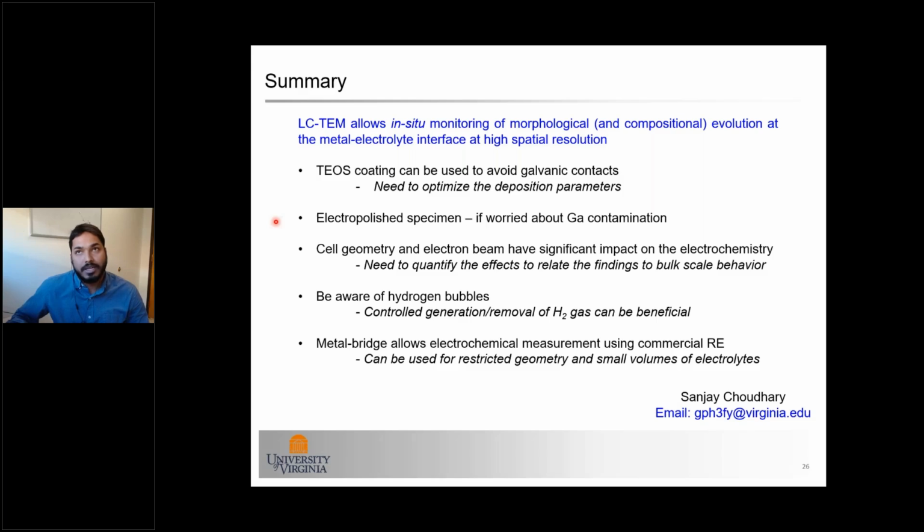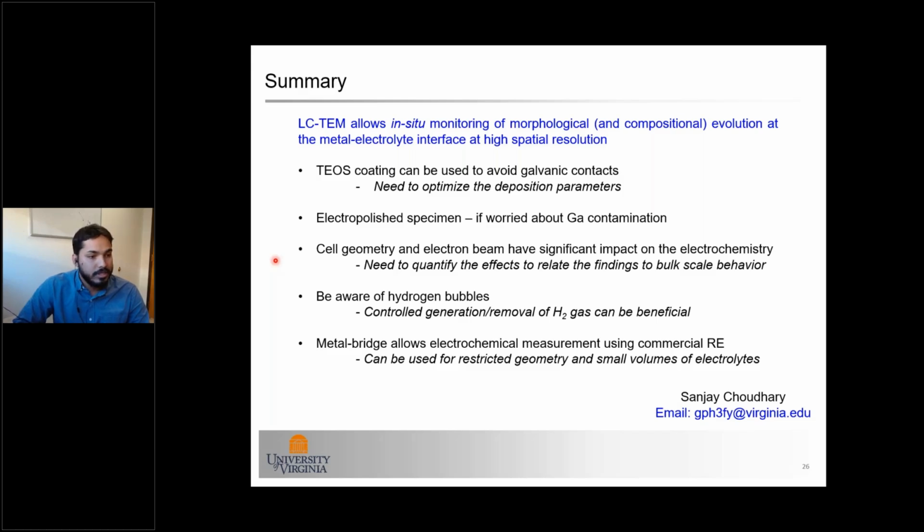If the gallium effect is not much, then the lift-out specimens would also work perfectly. Now, cell geometry and electron beam definitely have significant impact on electrochemistry, and we need to quantify those effects to relate the findings to bulk scale behavior, without a doubt. And then hydrogen bubble, of course, the hydrogen bubble would be an interesting chapter of Liquid-Cell TEM.